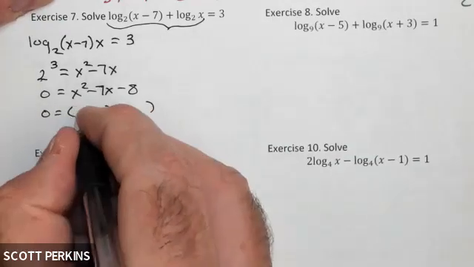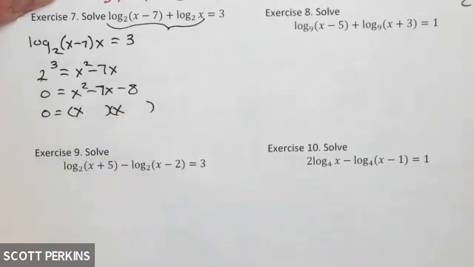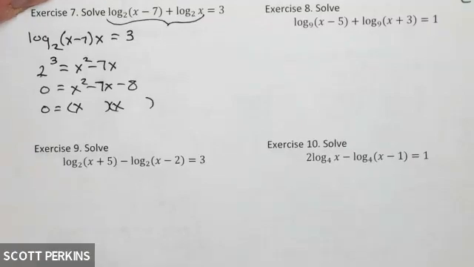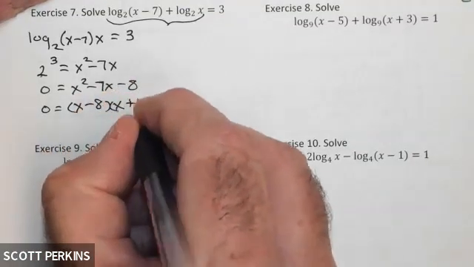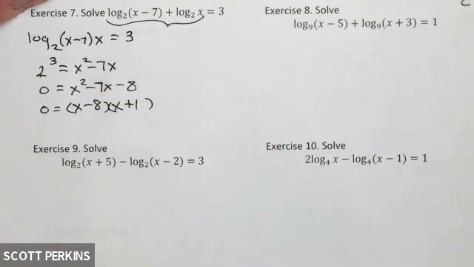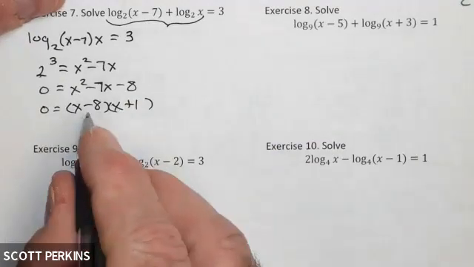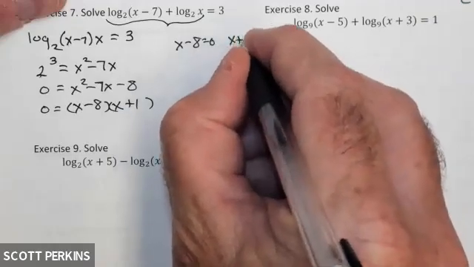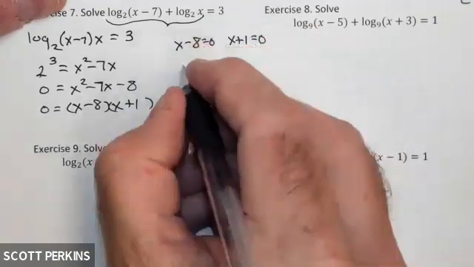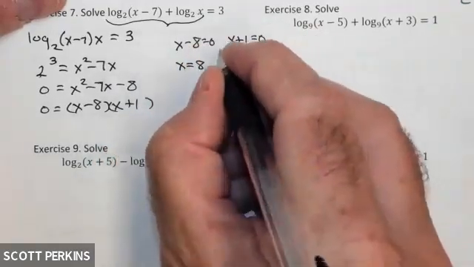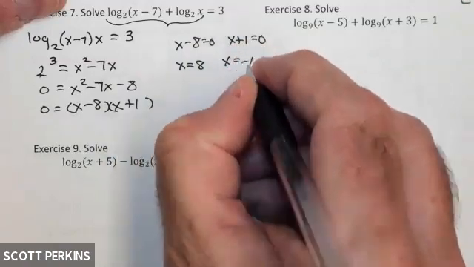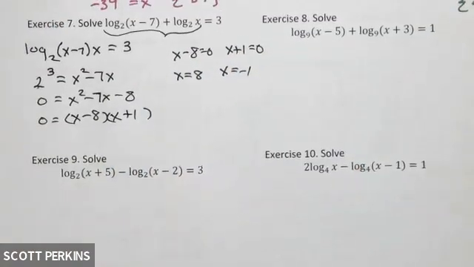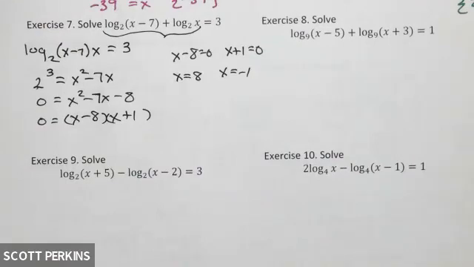I'm going to factor that. The two factors of -8 that are going to add up to -7 are -8 and +1. I'm going to take each of those individual factors and I'm going to set them equal to 0. And I get that either x is equal to 8 or x is equal to -1. So again, just going to check those real quick, make sure they're in the domain of my original logarithms before I bid farewell to this problem.